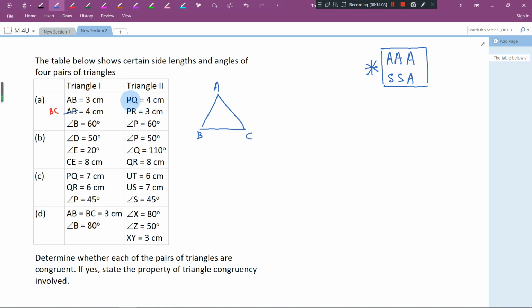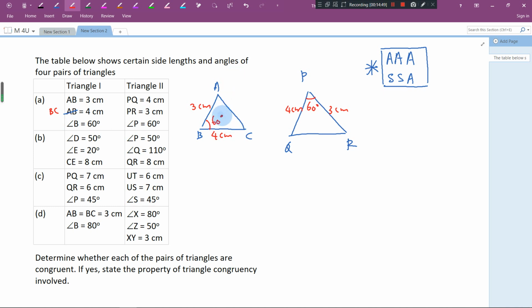So how about the second one? P, Q, R, right? We have P, we have Q, and we have R. Then we just fill in all the information given by the questions. AB is 3 centimeters, and BC is 4 centimeters. PQ is 4 centimeters, and PR, which is over here, 3 centimeters. Angle P, which is here, is 60 degrees, and I forgot to write the angle here. Angle B is 60 degrees as well.